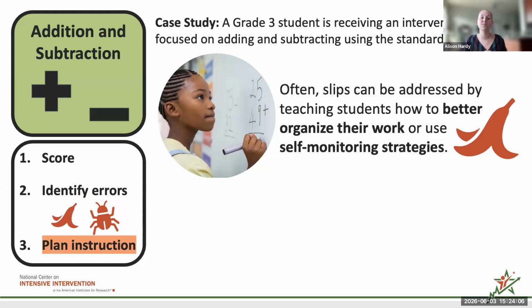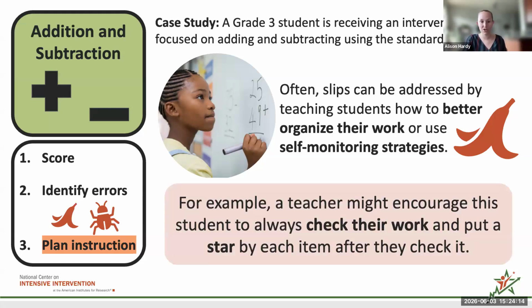And often slips can be addressed by teaching students how to either better organize their work or use self-monitoring strategies. So in this example, we might encourage the student to always check their work, and perhaps as evidence and a reminder to themselves that they did check their work, they could draw a star by each item after they check it. I know for a lot of students, it can be helpful to draw a line to separate the place value columns, and as a visual reminder that only one digit can go in each of those columns.